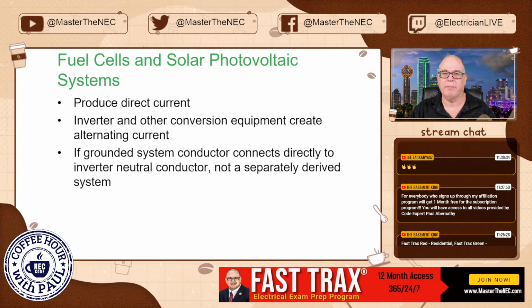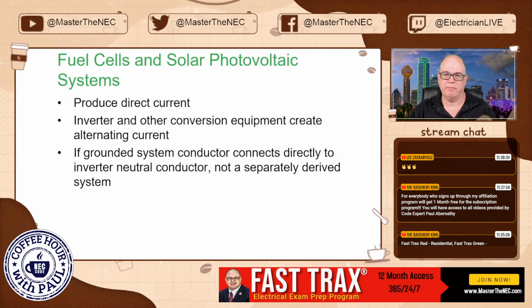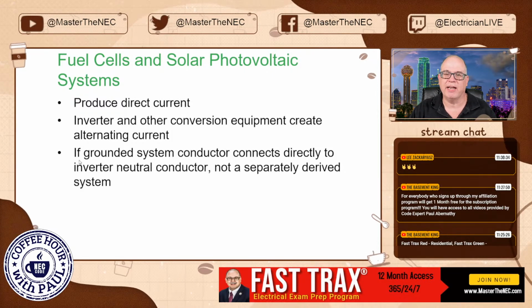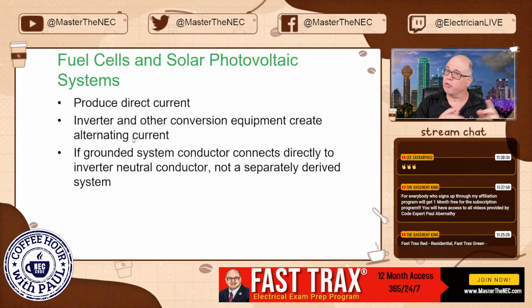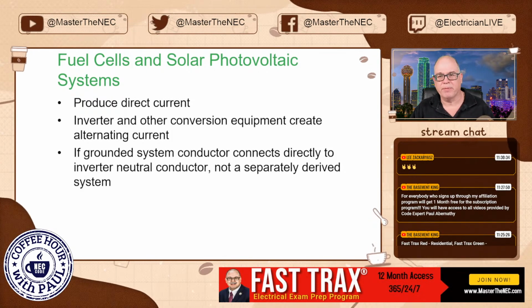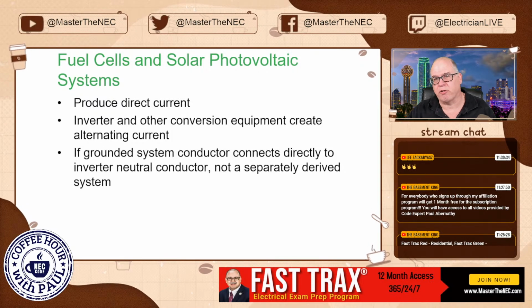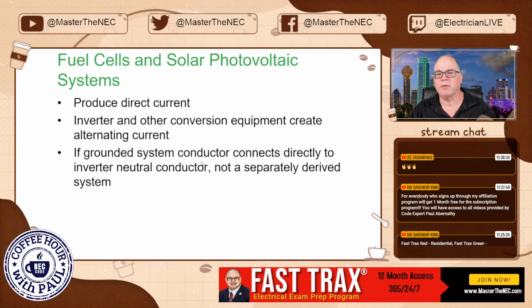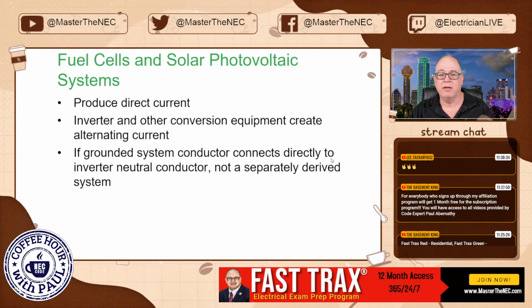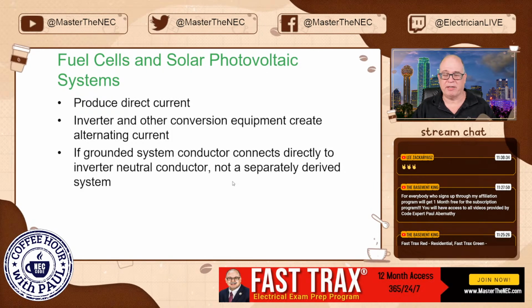Fuel cells, for example, and solar PV systems provide DC current. Remember I said earlier, inverters and other conversion equipment create alternating current. So it goes from DC through an inverter or some other type of conversion equipment, and alternating current creating a sine wave comes out of it, right? If grounded system conductors connect directly to the inverter's neutral conductor, then it is not a separately derived system.